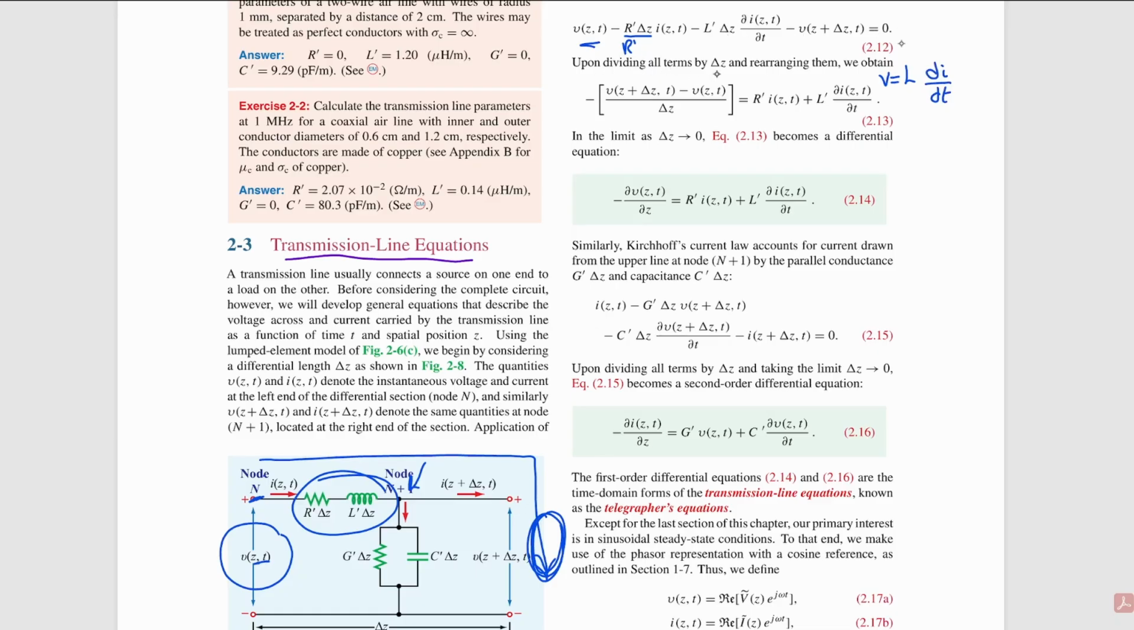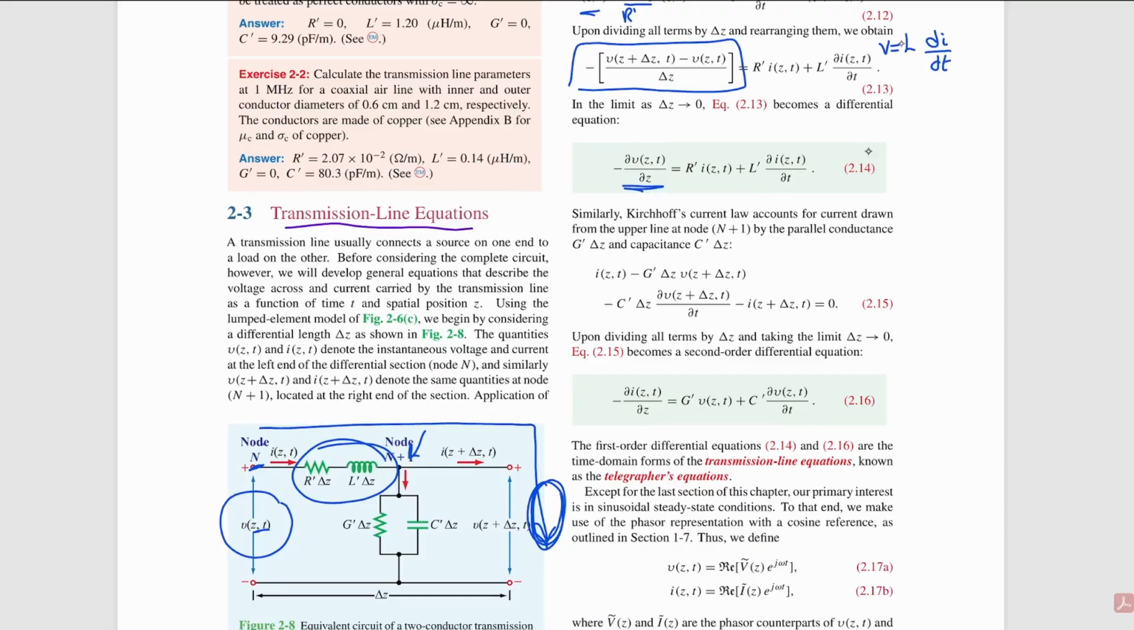Upon dividing all terms by delta z and rearranging them, we obtain this equation. And as delta z becomes really, really small, we could see that this one becomes a derivative. So this whole equation is just a differential equation.